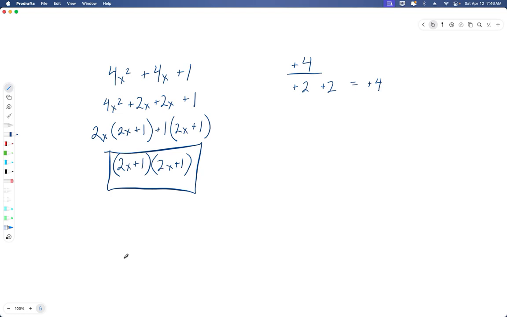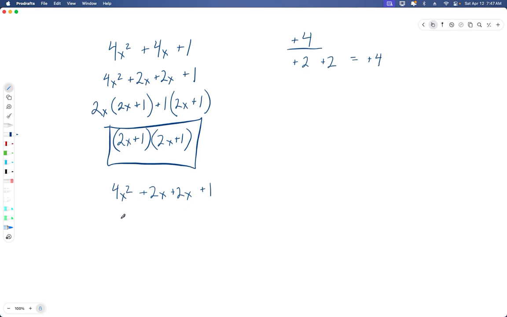And you can always check it. You can always say 2x times 2x, that's 4x squared. 2x times 1 is 2x. 1 times 2x is 2x. And 1 times 1 is 1. And when we add it together, we get 4x squared plus 4x plus 1.